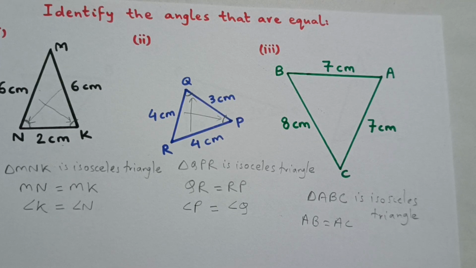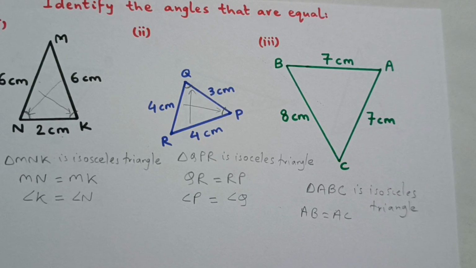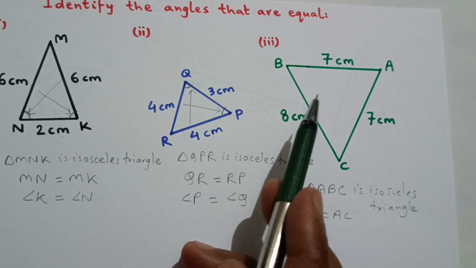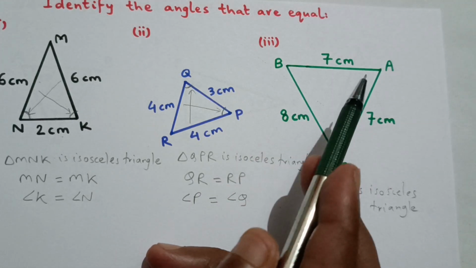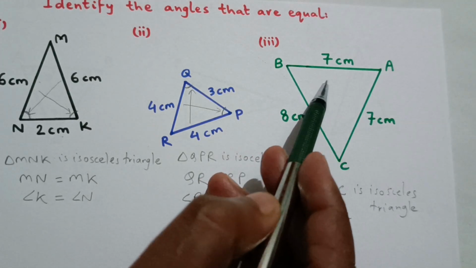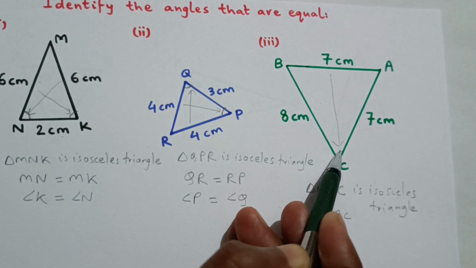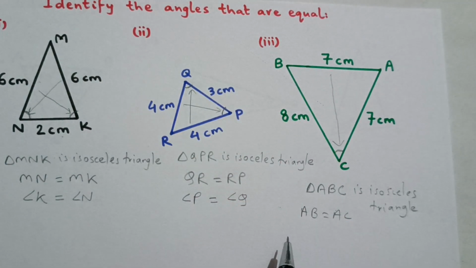Now in an isosceles triangle, two sides are equal and two angles are equal. We know the two sides which are equal. So now let us find out which two angles will be equal. So here side AB and side AC are equal. First let us look at side AB. For side AB, the angle that is opposite is this angle. So this angle is angle C.